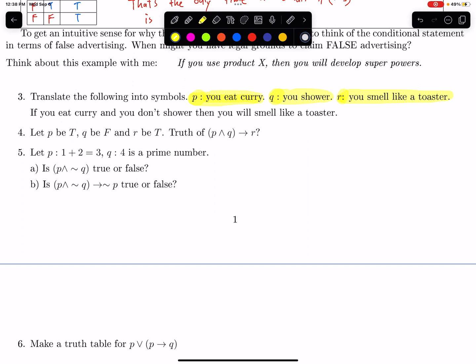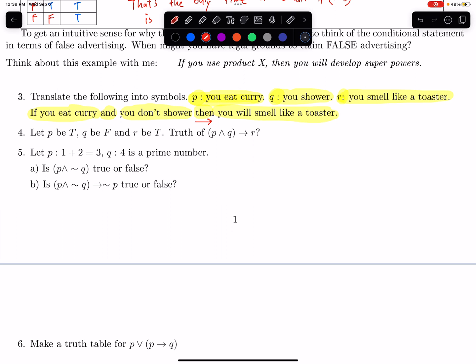And what we're doing is we're just translating, kind of like we did last time, right? This first statement says, if you eat curry and you don't shower, then you'll smell like a toaster. So what's the translation? It's actually very simple. When you have an if, the if-then indicates where the arrow is going to be. The arrow is going to be right where the then is. But the if cooperates with the then to make that. So that's where the arrow is.